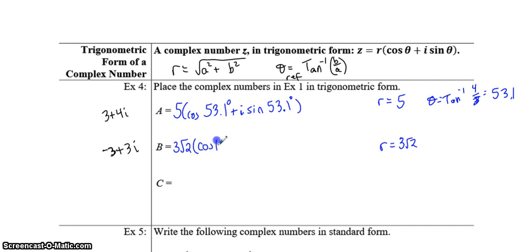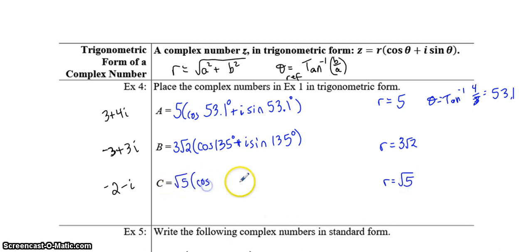So cosine 135, yes, you can use 3 pi over 4. So cosine 135 plus i sine 135 degrees. Again, we've already done the r before, which is the absolute value, the radius, then cosine plus i sine of that angle, being the same.